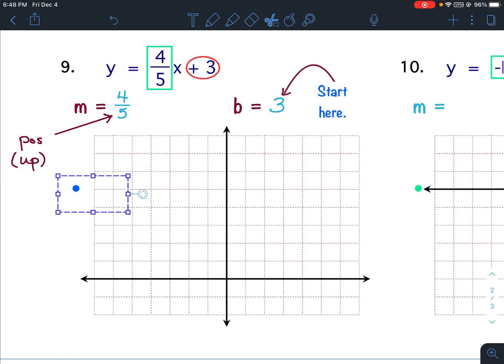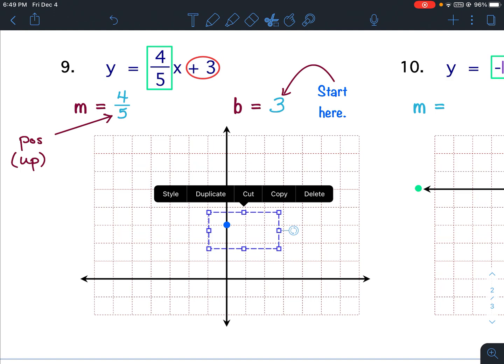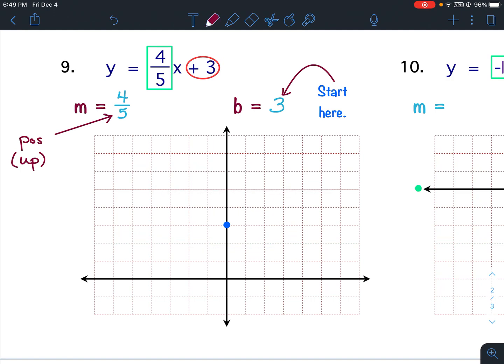All right, so here's my origin. I start at positive 3, so there's 1, 2, 3. My slope is positive again, so that means I'll be going up 4 and to the right 5. It's a positive rise. If it's a positive rise, you go up. If it's a positive run, you go to the right. So that's why I'm going to go up 4 and to the right 5.